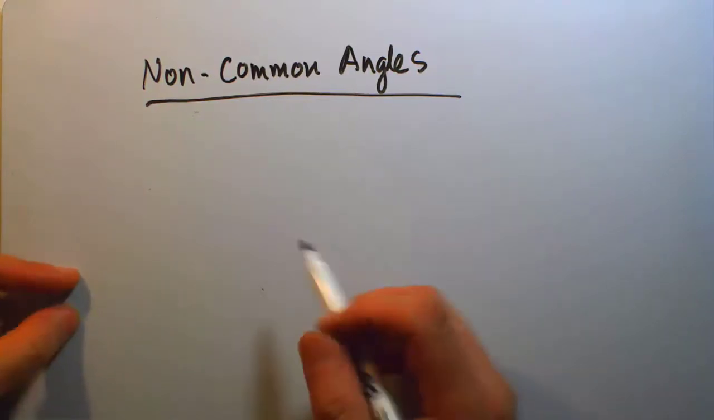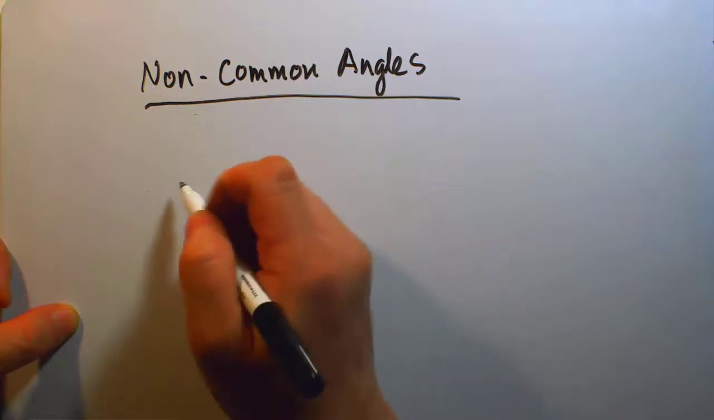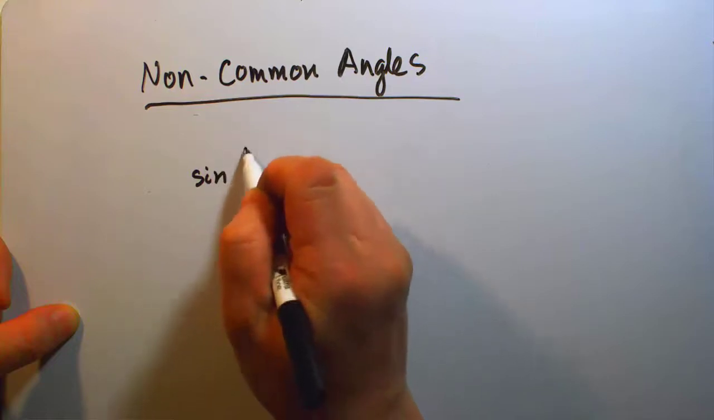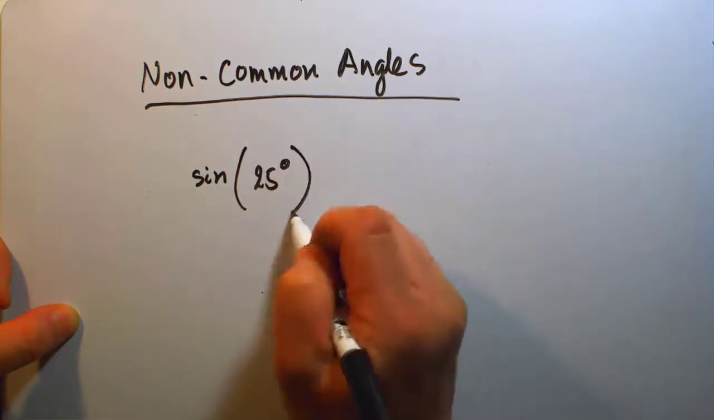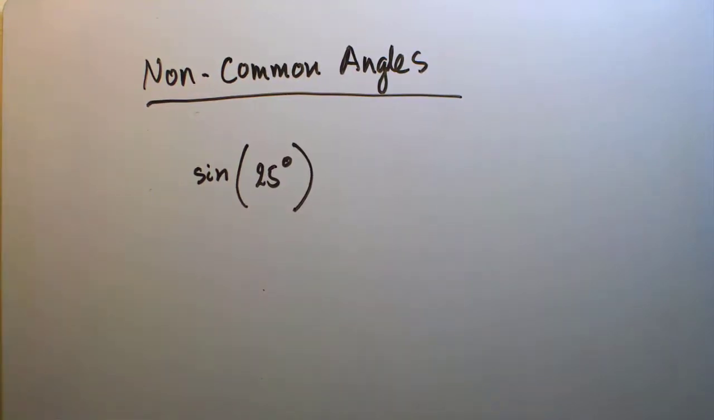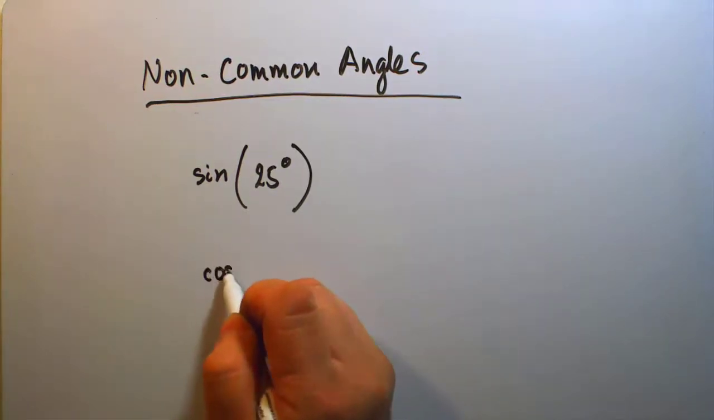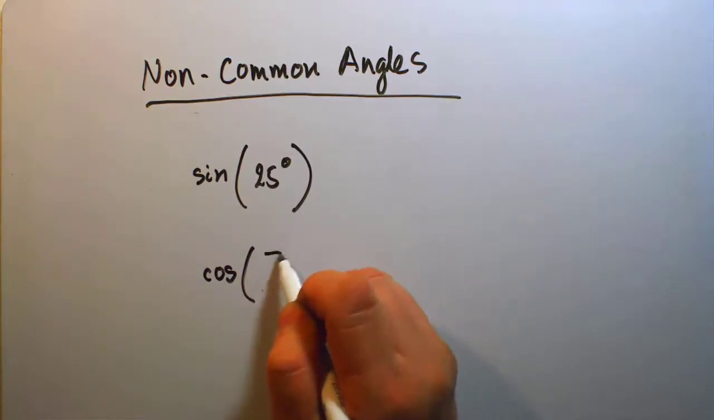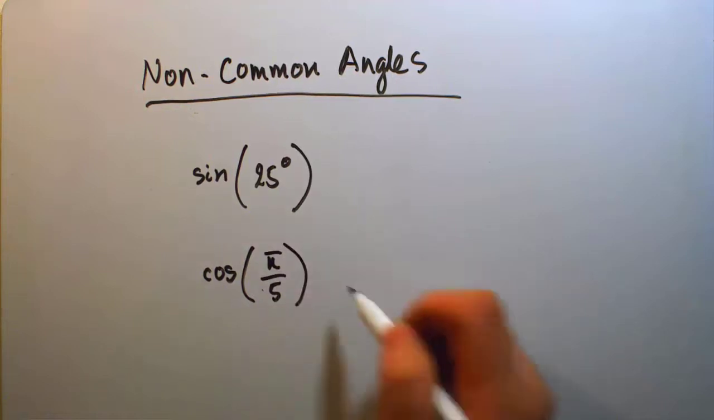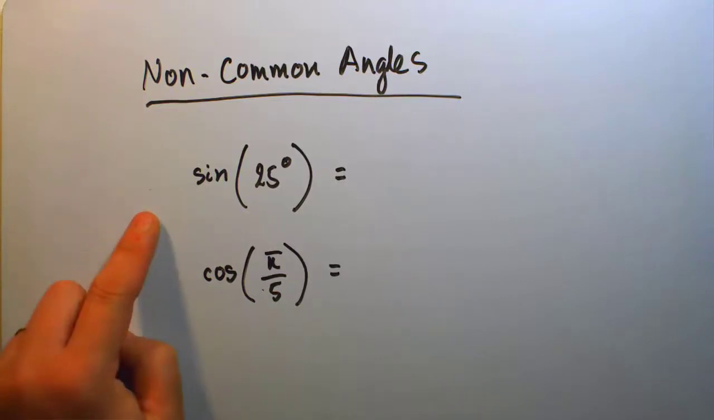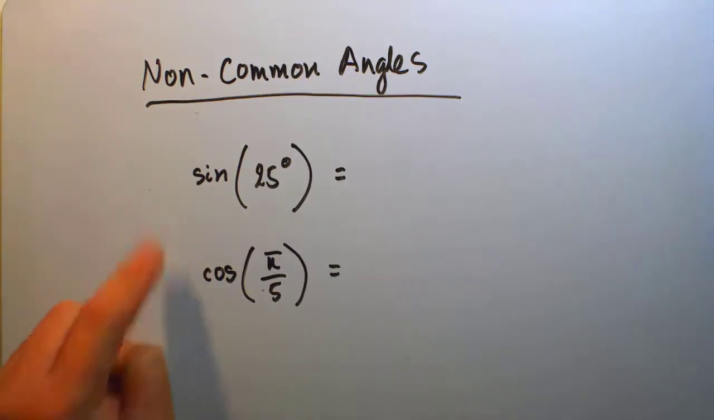So for example, what about when we need to find the sine value of 25 degrees? When it gets to this, we do need to use a calculator for some assistance. Or what about the cosine value of the angle pi over 5, for example? These are all calculations that we now need to turn over to a calculator and let it help us.